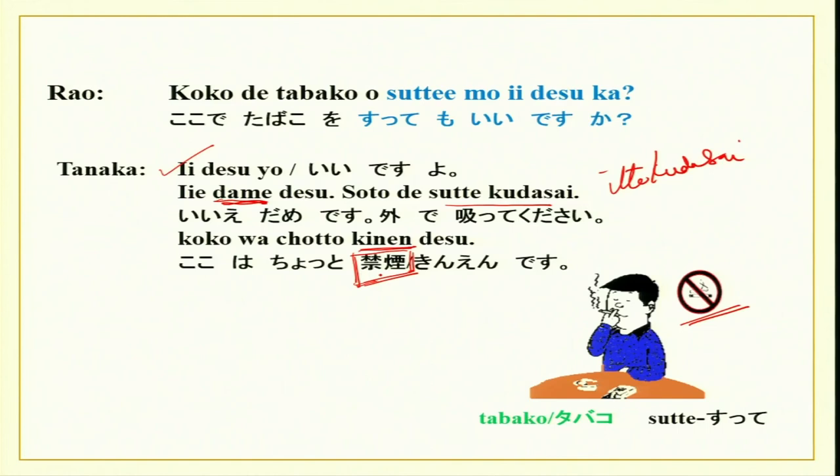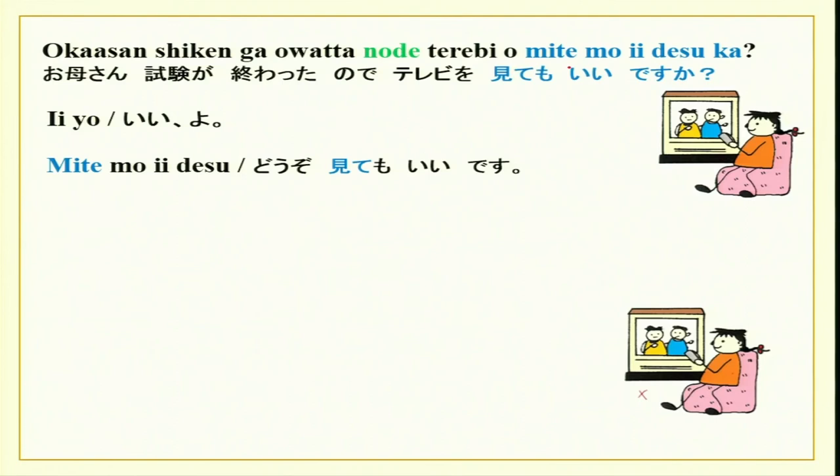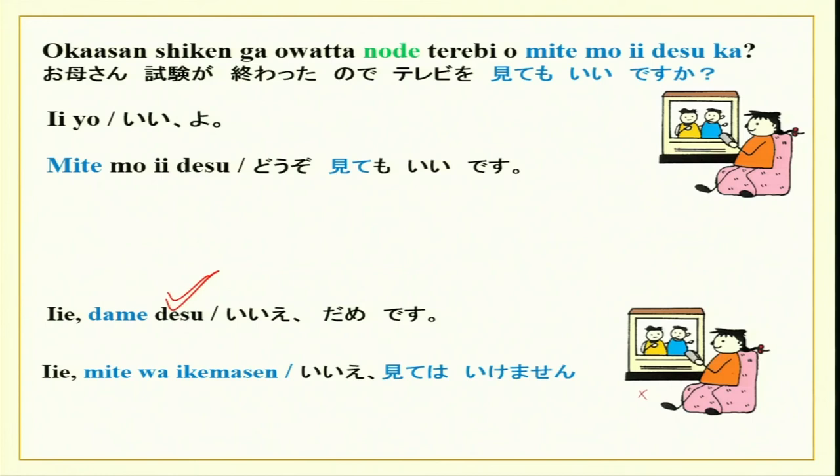Okaasan, shiken ga owatta no de terebi wo mite mo ii desu ka? So, she says, mite mo ii yo. This part you have done. Now, what does okaasan say if she wants you not to see the film? Or if she is not allowing, then iie dame desu. We did it just now. Then the correct phrase or the correct way of saying it is not allowed is iie mite wa ikemasen. It is not allowed. You cannot do this.